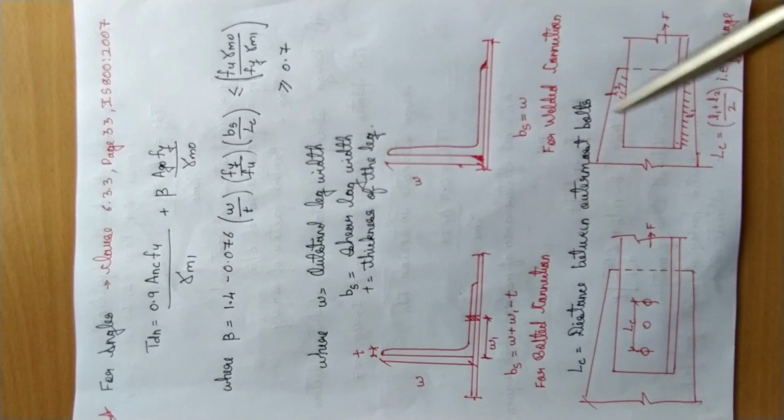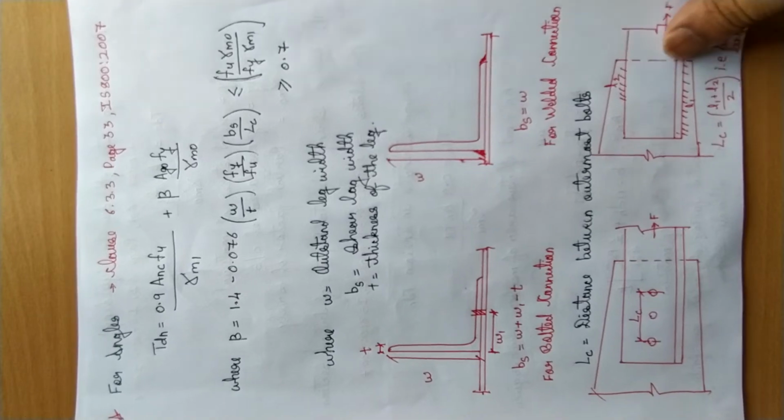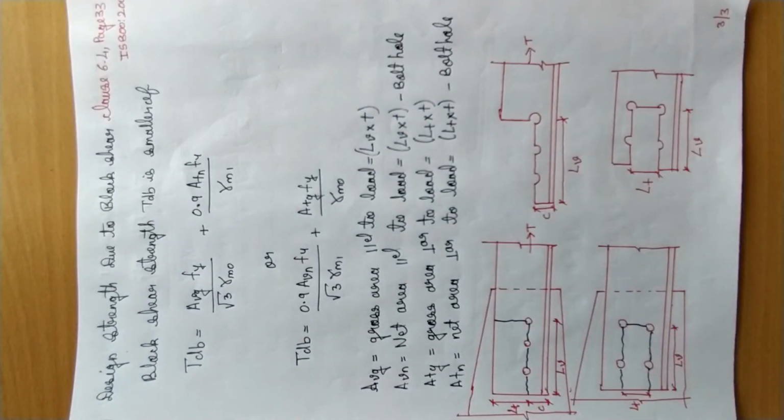Now what about a welded connection? Because we don't have bolts here, but we have welding. I have taken an example of 2-side welding, so L1 and L2. So what is Lc for this? It is nothing but the average of the 2. So it will become L1 plus L2 divided by 2. So this is the component.